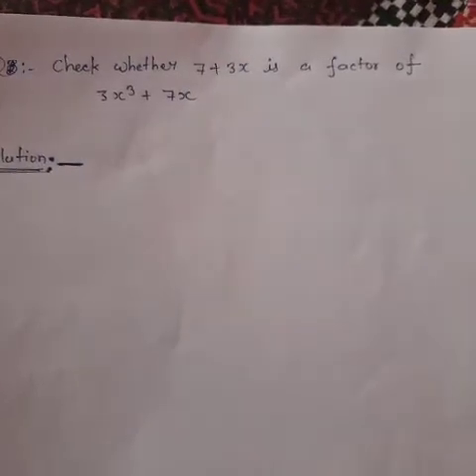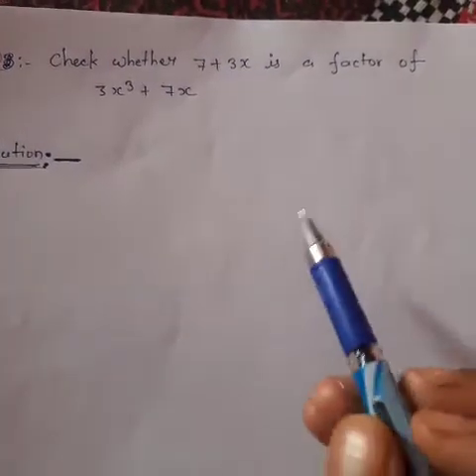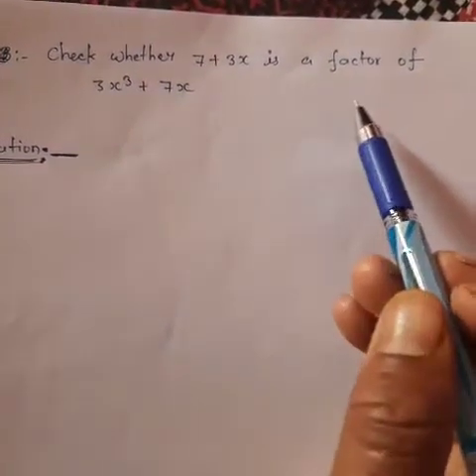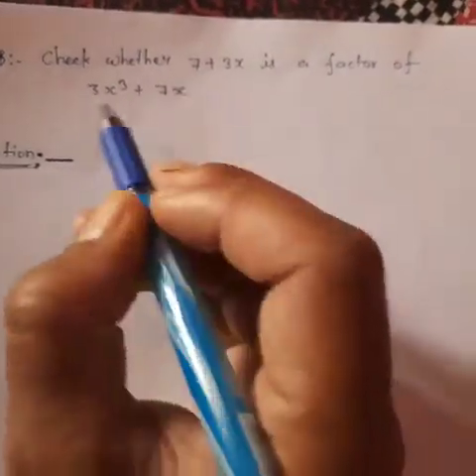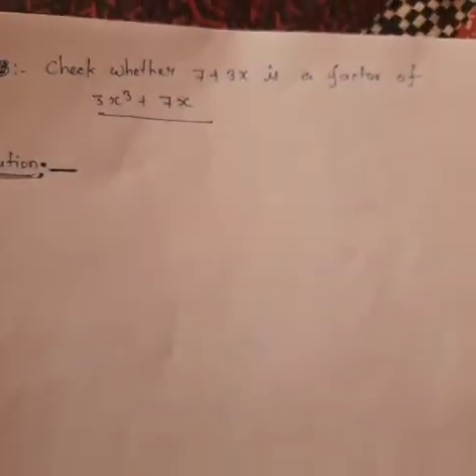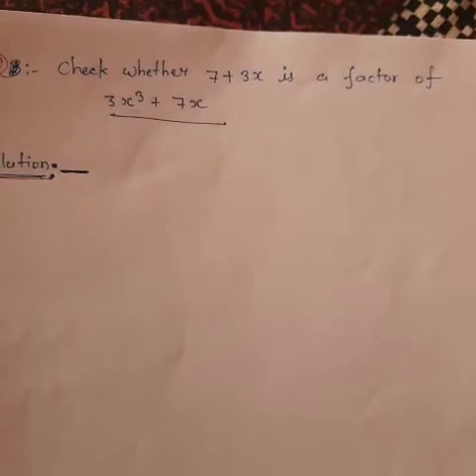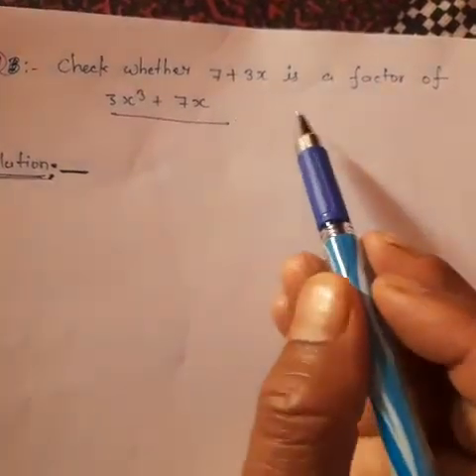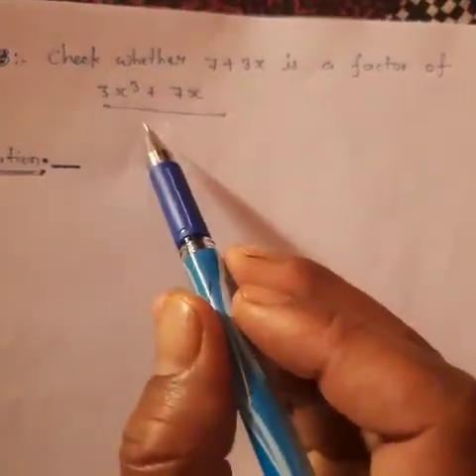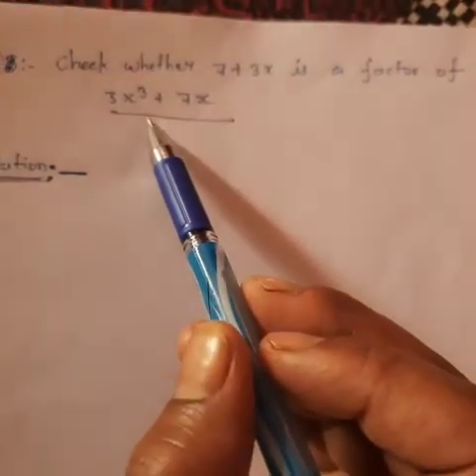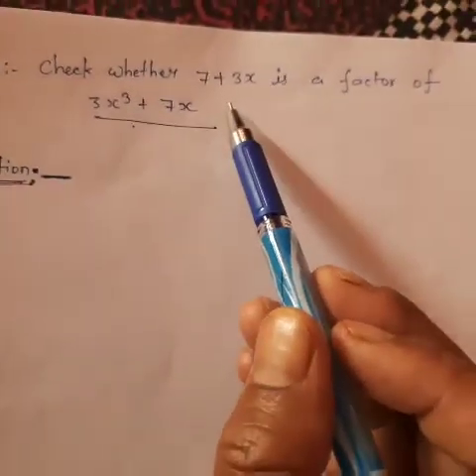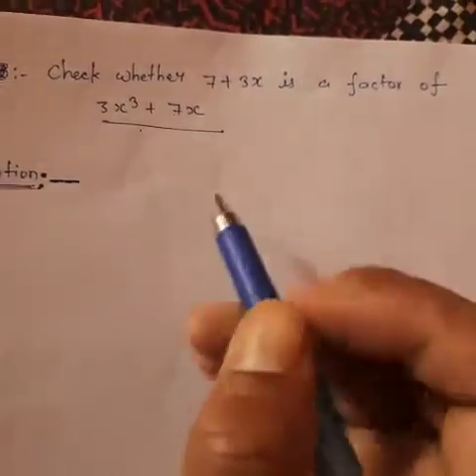Now we have another question, students. Check whether 7 plus 3x is a factor of this polynomial, 3x cubed plus 7x. If 7 plus 3x is a factor of this, it means whenever this polynomial is divided by 7 plus 3x, the remainder will be 0.